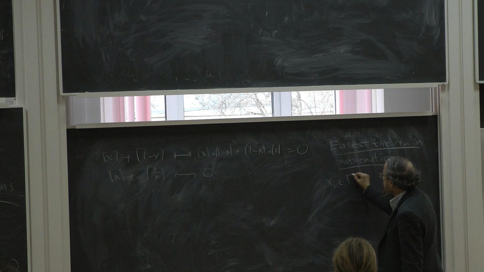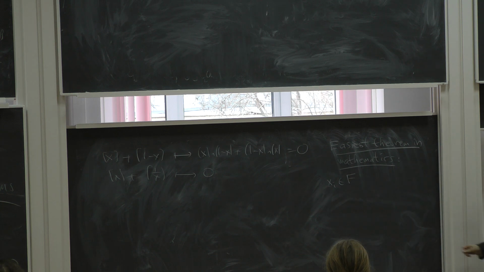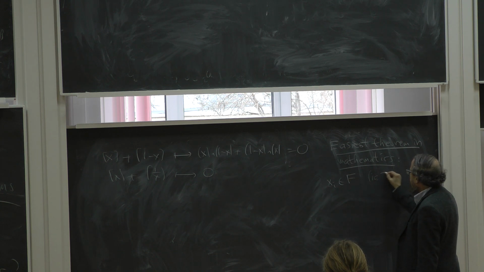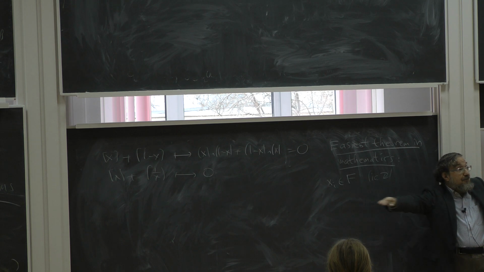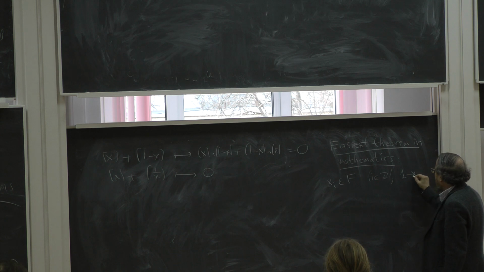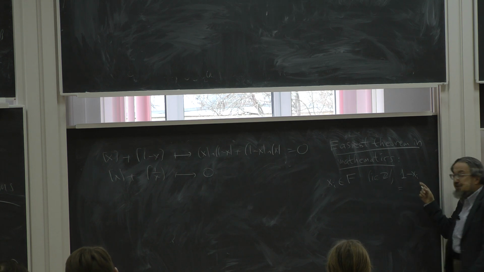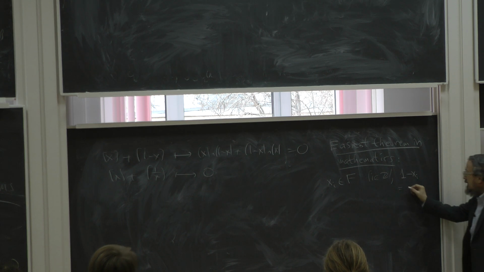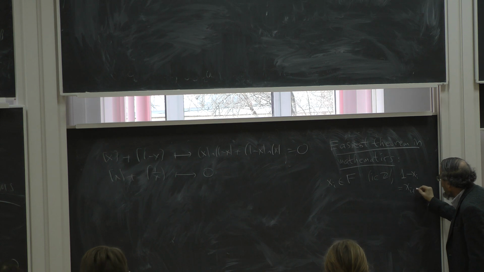Imagine you have a bunch of numbers in a field. It doesn't have to be a number field. So I have a collection of numbers indexed by the integers. So it's a doubly infinite sequence. And then we assume that 1 minus x_i, for every number in the sequence, 1 minus that number is the product of the two neighbors.